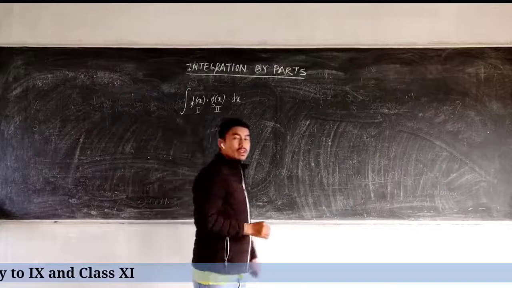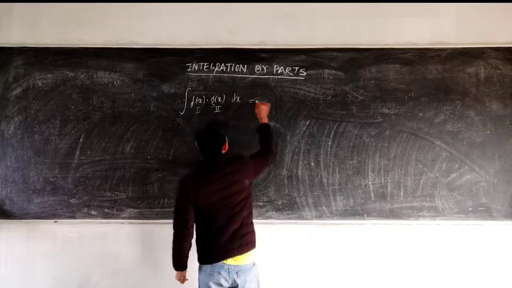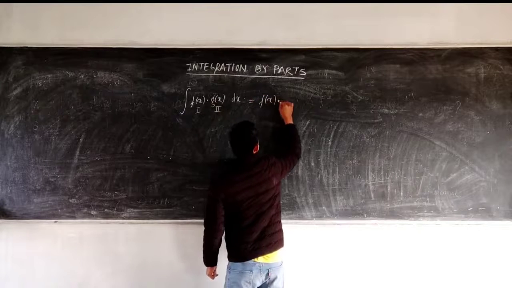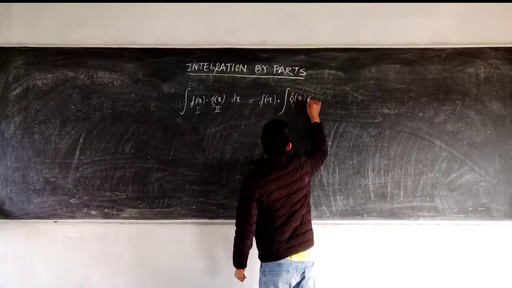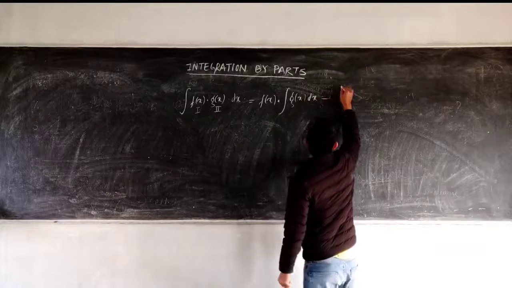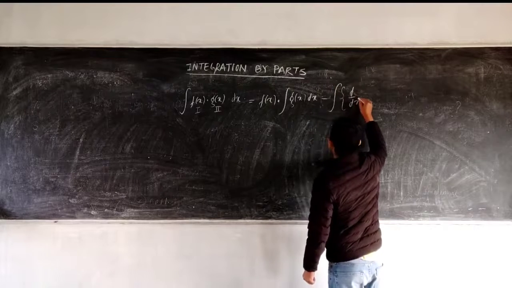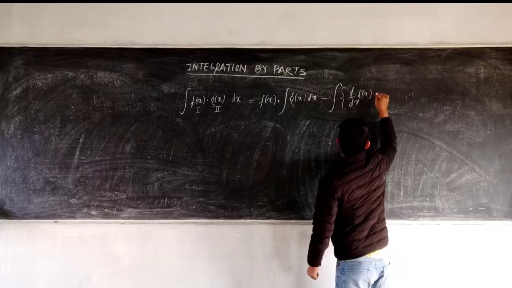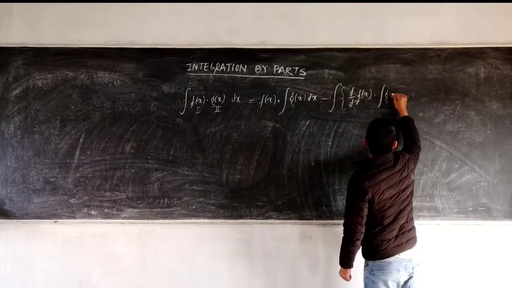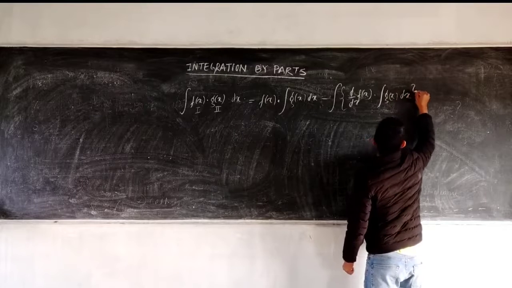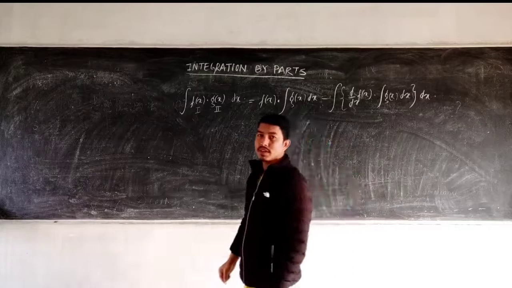So the integration of the two functions will be equal to the first function f of x into the integration of the second function, that is g of x dx, minus the integration of the derivative of the first function, that is d/dx of f of x, into the integration of the second function, that is g of x dx. Okay, so this is how integration by parts is done.